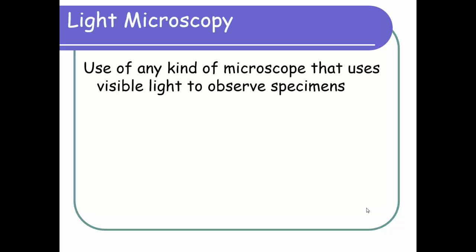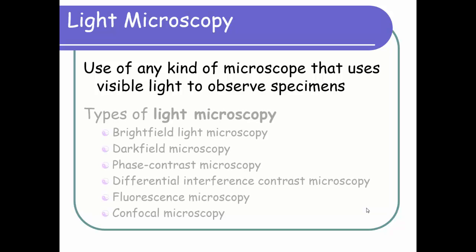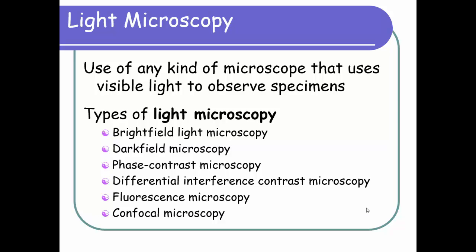The light microscope is any kind of microscope that uses visible light to observe specimens. There are several different types of light microscopy. We use bright field light microscopy. There's also dark field microscopy, phase contrast, differential interference contrast, fluorescent microscopy, and confocal microscopy.